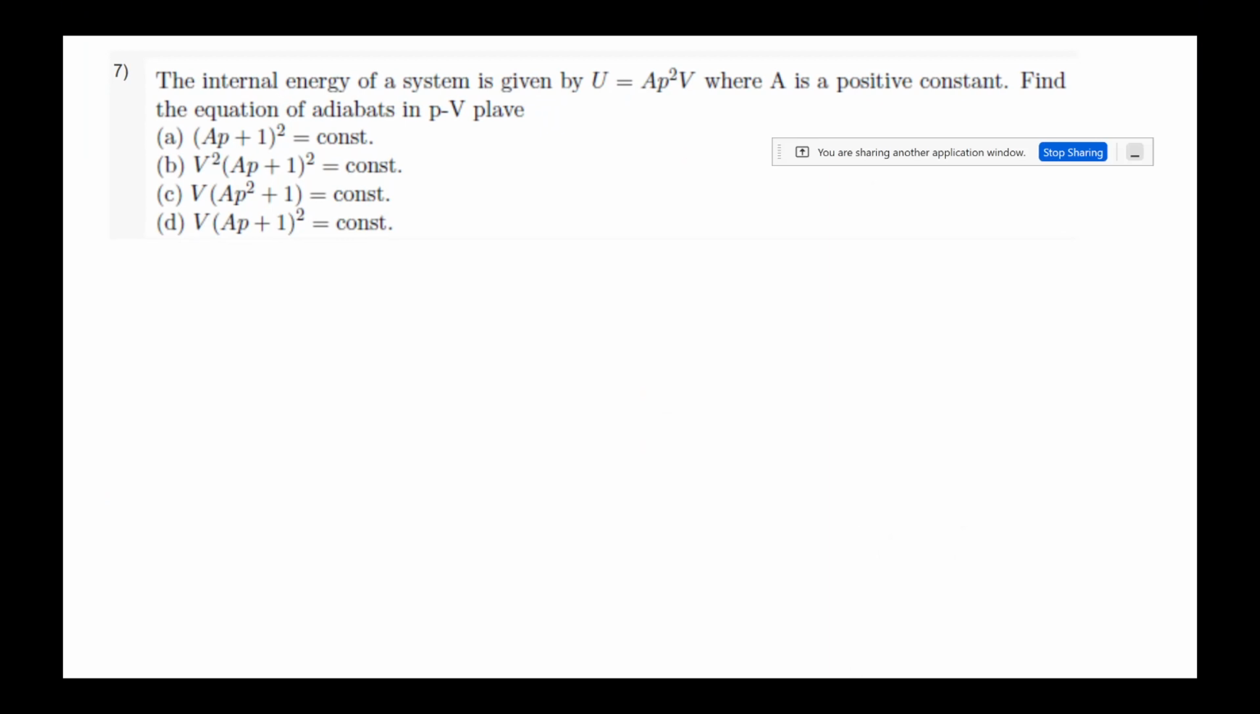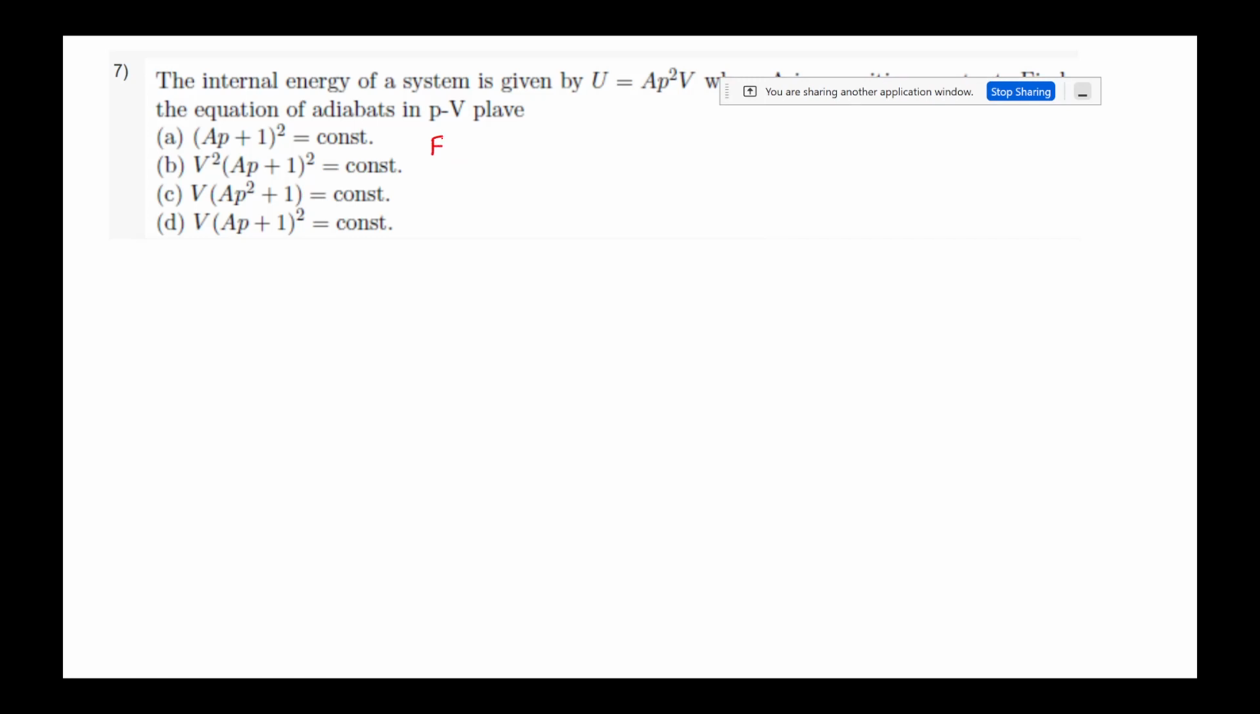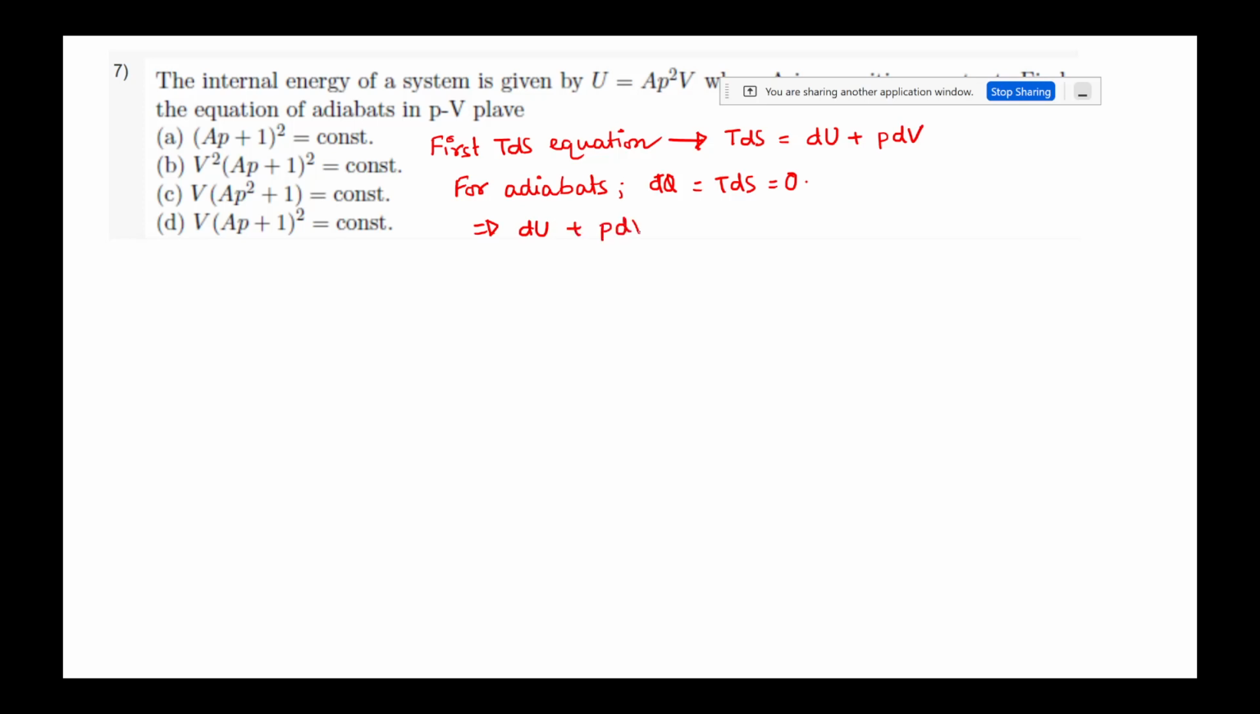The first TdS equation gives you TdS equal to dU plus PdV. Now for adiabats, dq is equal to TdS equals 0. That becomes dU plus PdV equals 0. So we are given this equation: dU plus PdV is equal to 0.